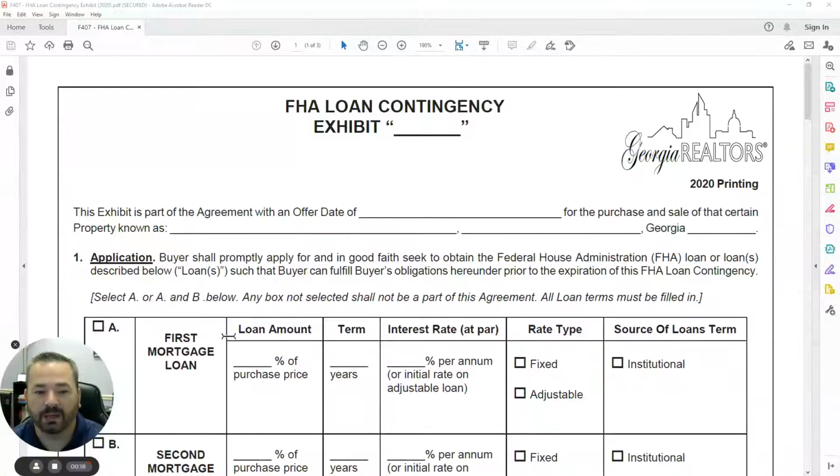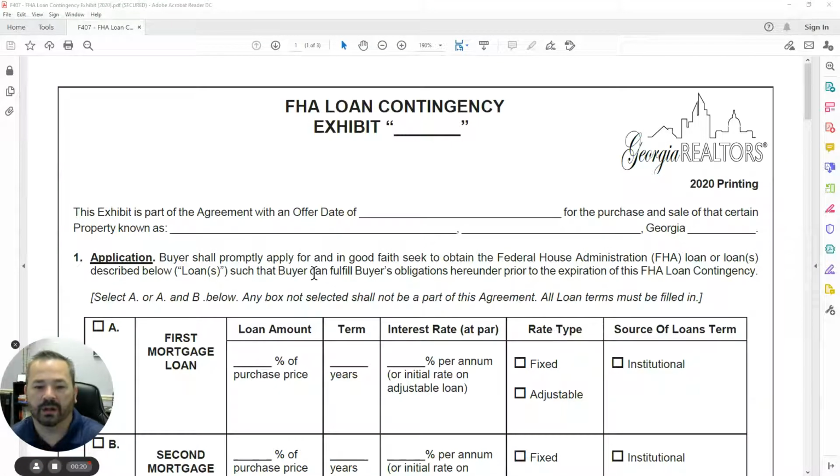Hey y'all, today we're taking a look at the FHA loan contingency exhibit. This is probably going to be the most common loan contingency that you use. More often than not, it's either going to be the FHA or the conventional loan that you're using. So let's jump right in.